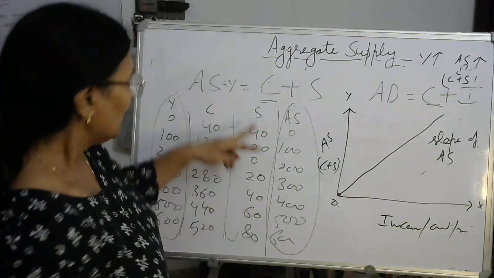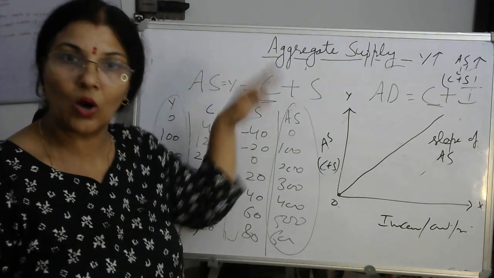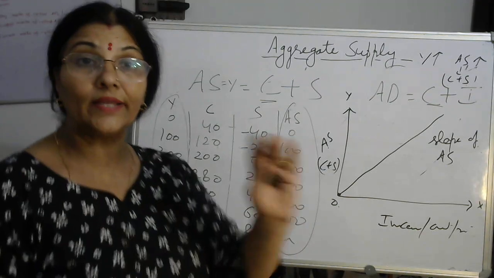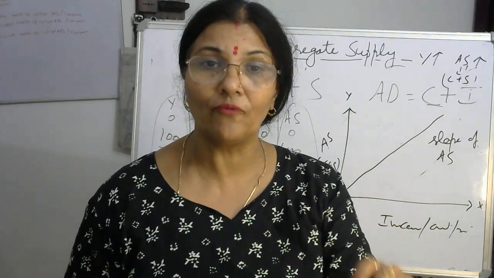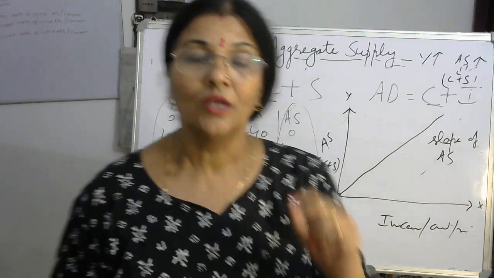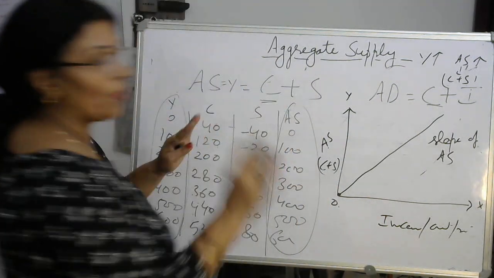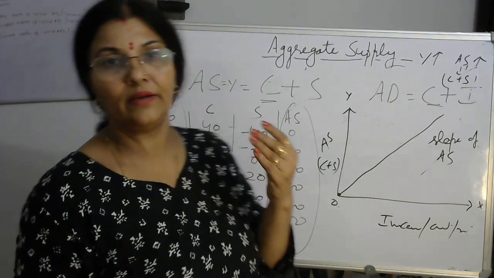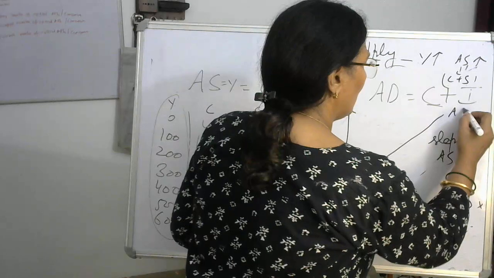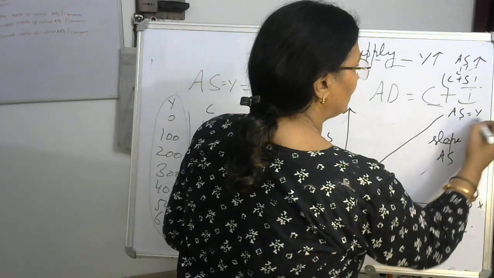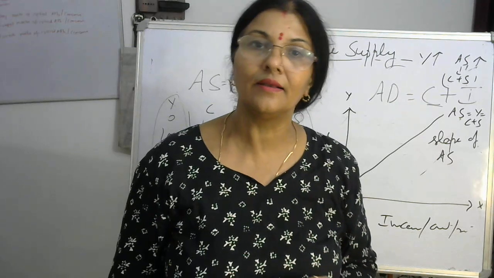Here you can see change in S is 20, change in Y is 100 throughout the table. So 20 upon 100 is what? 0.2, which is the slope of saving curve, right? So due to the constant slope of both consumption and saving curve, we have the curve AS, which is Y and which is C plus S, a straight line linear curve.